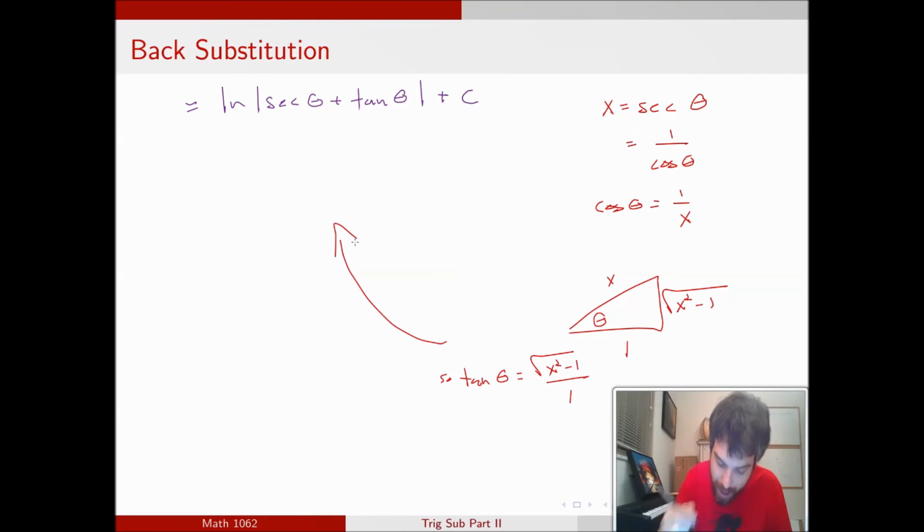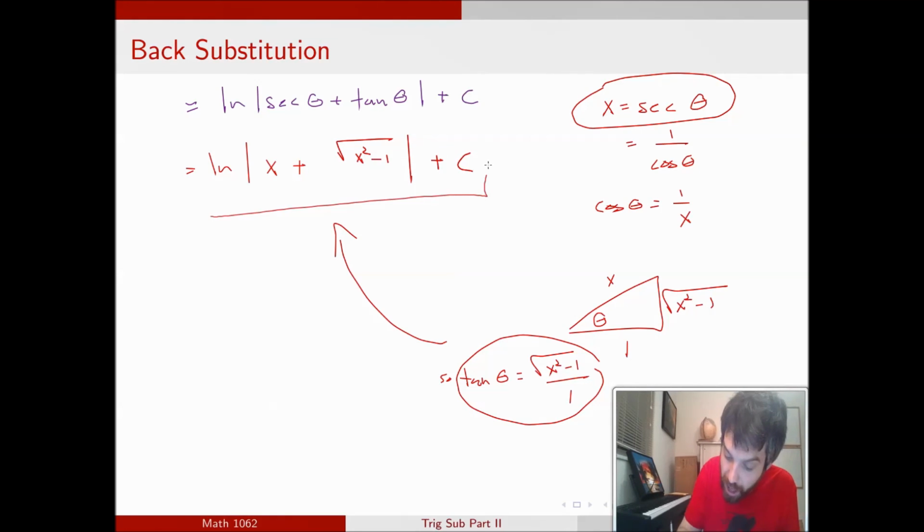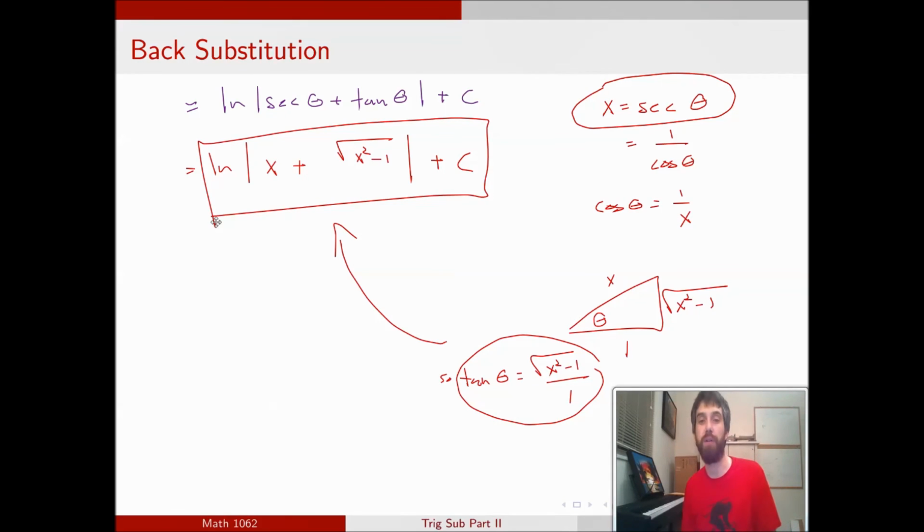And now I can come back up here and I've got all of my conversions. This is ln of the absolute value. Secant of theta is just equal to x, so this is just going to be an x. And then tangent of theta is described down here, so the square root of x squared minus 1, all plus c, and that gives me my final answer.